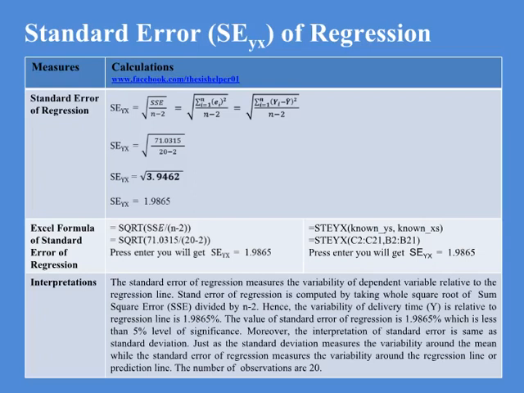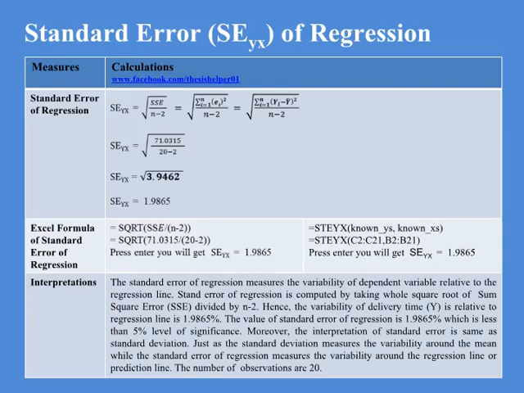Interpretations: the standard error of regression measures the variability of the dependent variable relative to the regression line. It is computed by taking the square root of SSE divided by n-2. Hence, the variability of delivery time, y, relative to the regression line is 1.9865%. The value of standard error of regression is 1.9865%, which is less than the 5% level of significance. Moreover, the interpretation of standard error is the same as standard deviation. Just as the standard deviation measures the variability around the mean, the standard error of regression measures the variability around the regression line or prediction line.